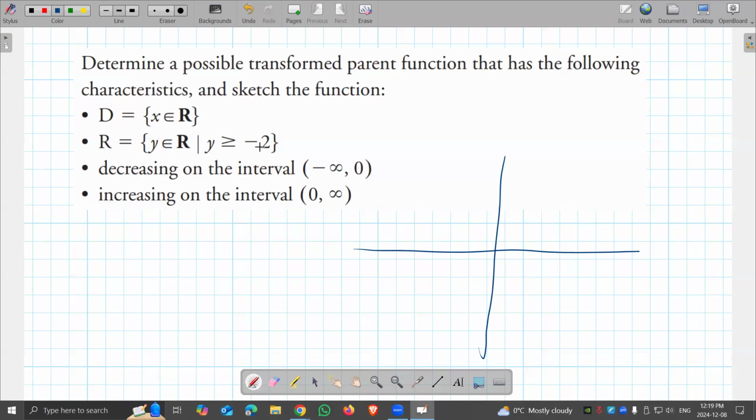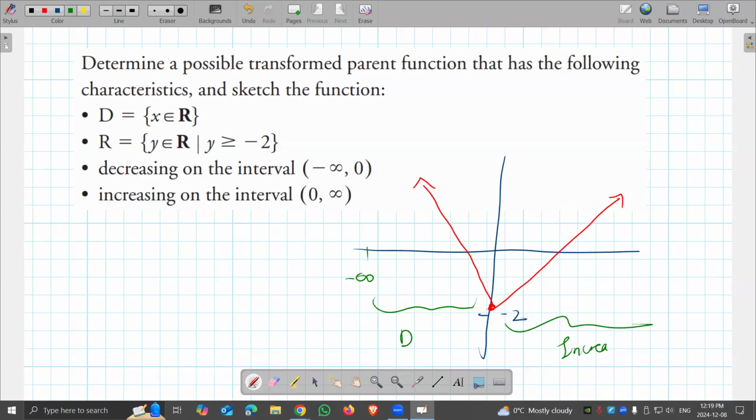Y is greater than or equal to -2. Is that going to be our minimum value or our maximum value? Minimum. So at -2, we have our minimum. And it's decreasing on the interval -infinity to 0, and it's increasing on the interval from 0 to positive infinity. So there you go. It's decreasing here. There's -infinity here, 0 is there, so it's decreasing. And over here, it's increasing. And that would be a possible solution to this question.